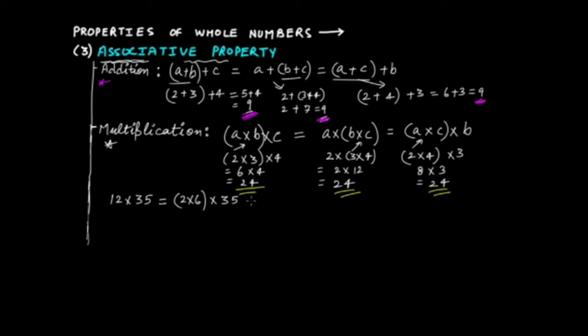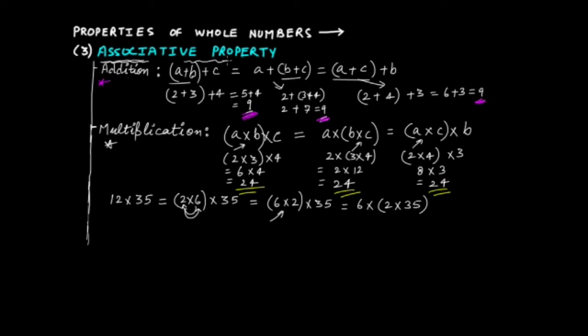Now what you would do is interchange the position. What you're performing is the commutative property. So you interchange the position, and therefore it would become 6 multiplied by 2, and multiplied by 35. Here, 6 and 2 are grouped together. Now what you would do is group together 2 and 35. You are performing the associative property.